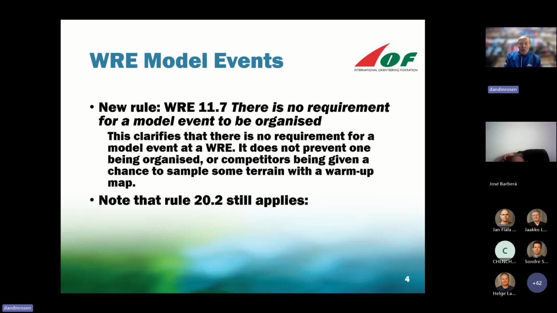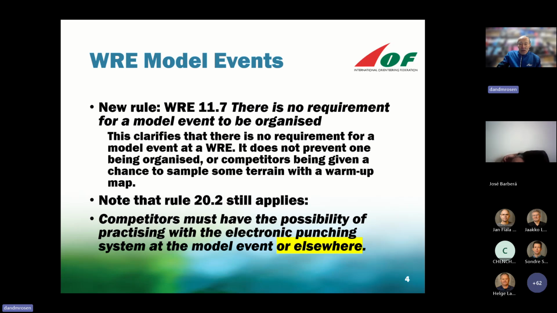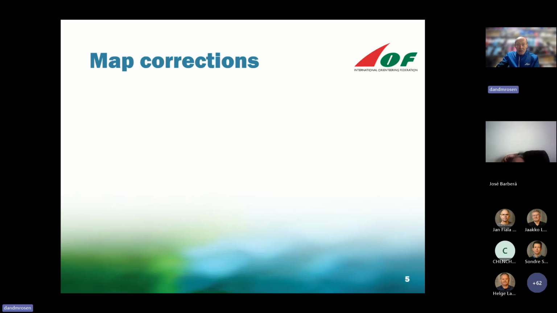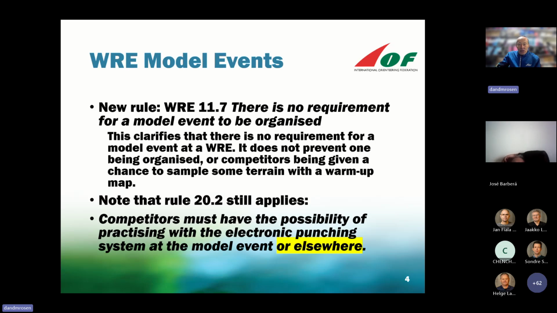So there is no requirement at a World Ranking event for a model event to be organised. But it doesn't prevent one being organised or competitors being given a chance to sample some terrain with a warm-up map. But do note that Rule 20.2 still applies, that competitors must have the possibility of practicing with the electronic punching system at the model event or elsewhere. We've added that "or elsewhere" because there might not be a model event. So just bear in mind that you may be very well used in your federation to, for example, the SportIdent punching system, but you may get people coming to your World Ranking event who have only really used EMIT, and they do need, it could be just one control, to practice before they use it in the event.